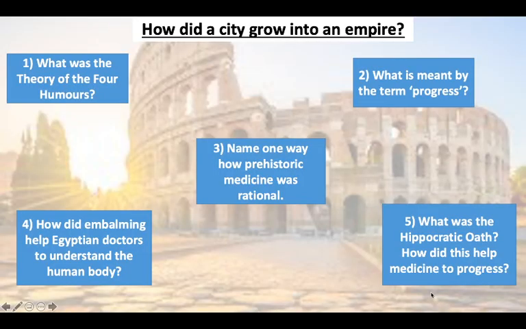Hello Year 7, this is Miss Bartley speaking, and today I'm going to talk you through our first Romans lesson, and we are going to be looking at how did a city grow into an empire. Now we've just done our 5 questions together as a class, so now we will move on to the rest of our lesson.